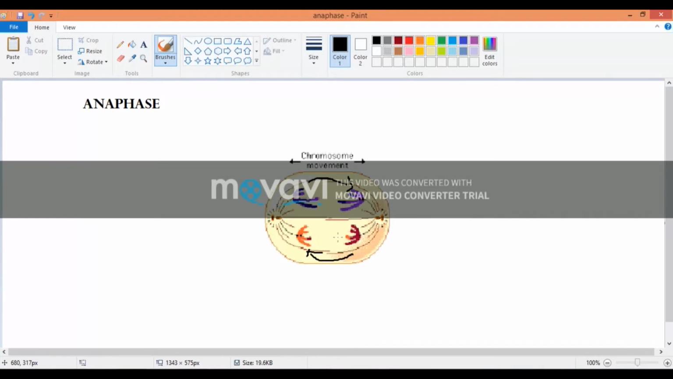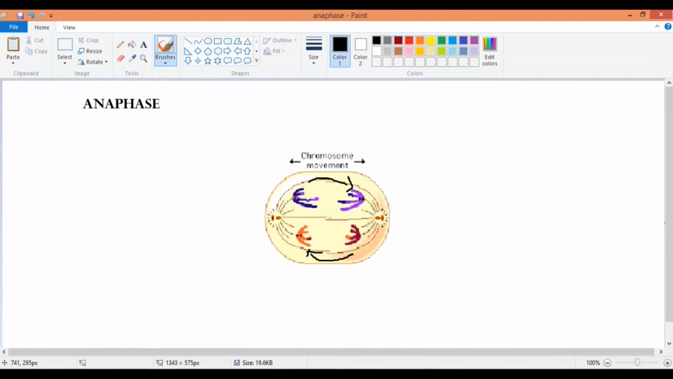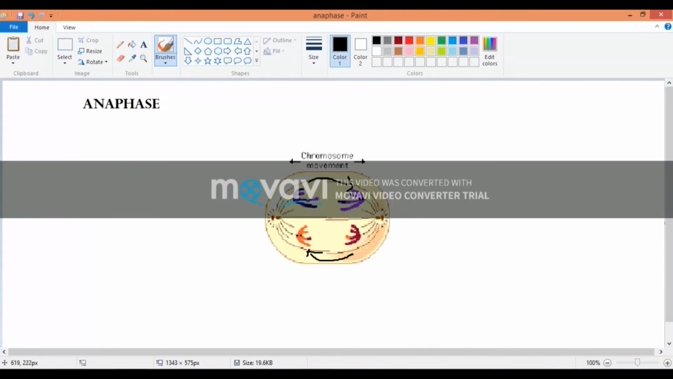Through this, it will cause a separation between chromosomes, so they are pulled apart on opposite sides. Mainly, it will result in the separation of chromosomes that were located in each pole. So these chromosomes will locate on this side, and these chromosomes will be located on this side. At the end of this stage, each pole has a complete set of chromosomes.